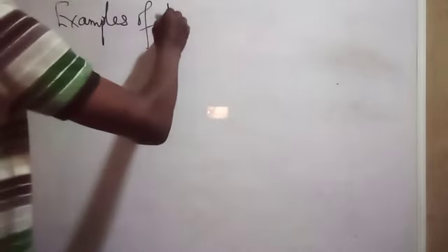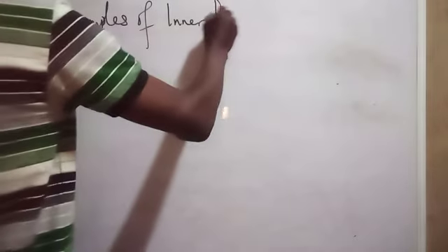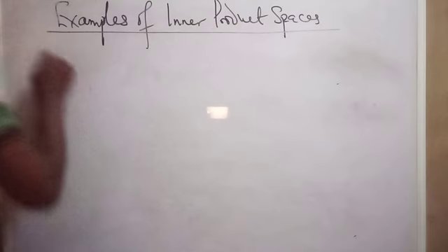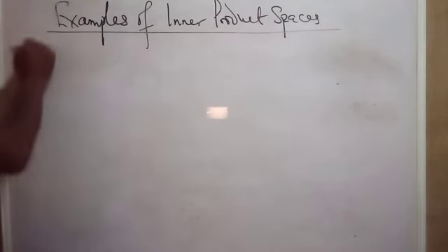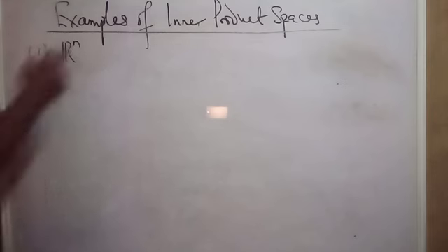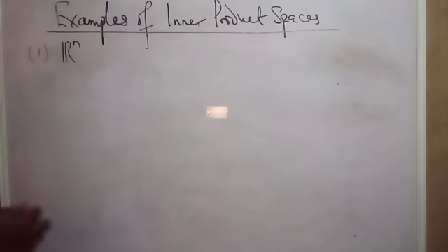Examples of inner product spaces. Okay, we start with what? The first one. Let's use Rn. Rn is what? Euclidean space, the n-dimensional set of real numbers. So this is a very good example of an inner product space.